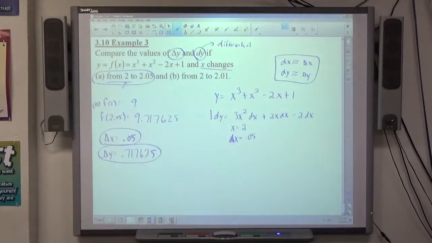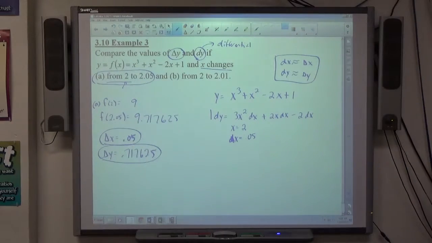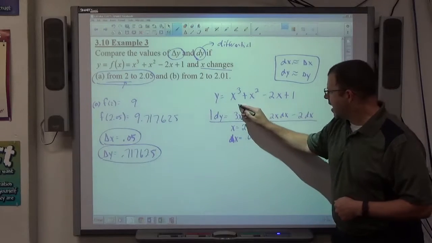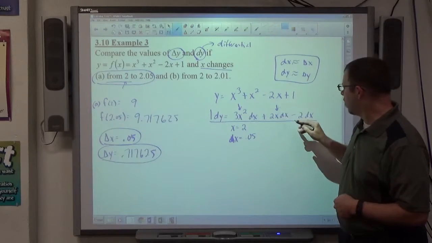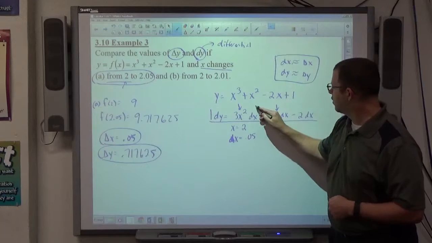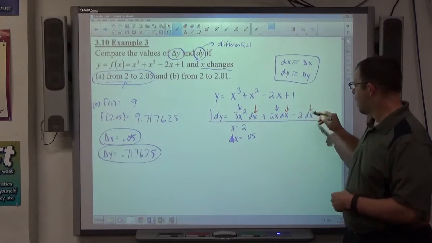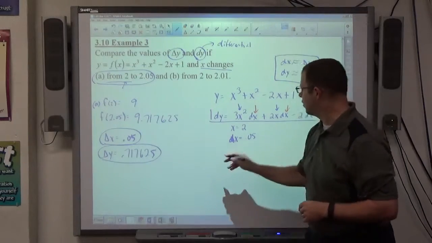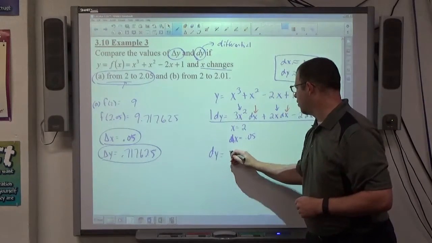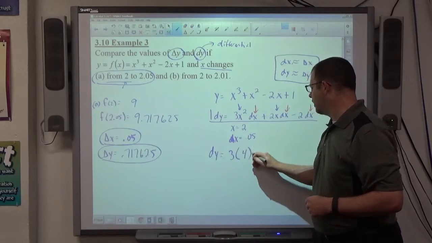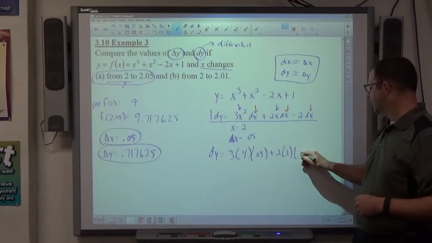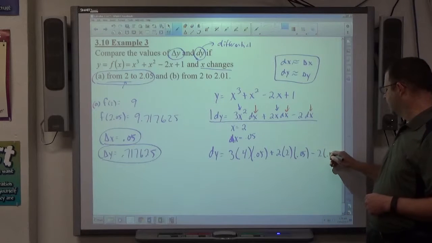We're going to make dx and delta x approximately equal to each other, so we're going to say they're interchangeable. Looking at this differential that we've created here, x's and dx's are all over the place, right? There's the x's, there's the dx's. I'm going to replace these two numbers in for all those x's and dx's there to figure out dy. So dy is going to equal 3x squared dx plus 2x dx minus 2 dx.